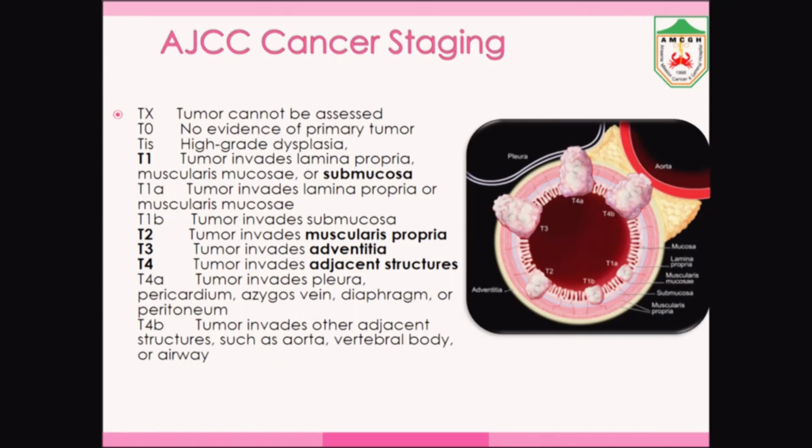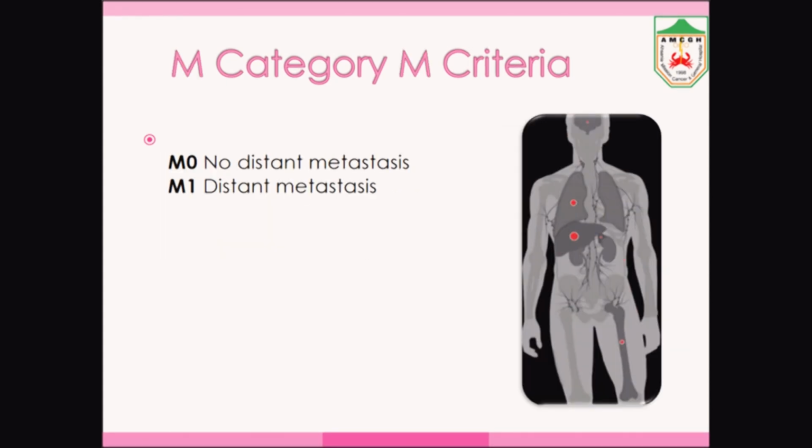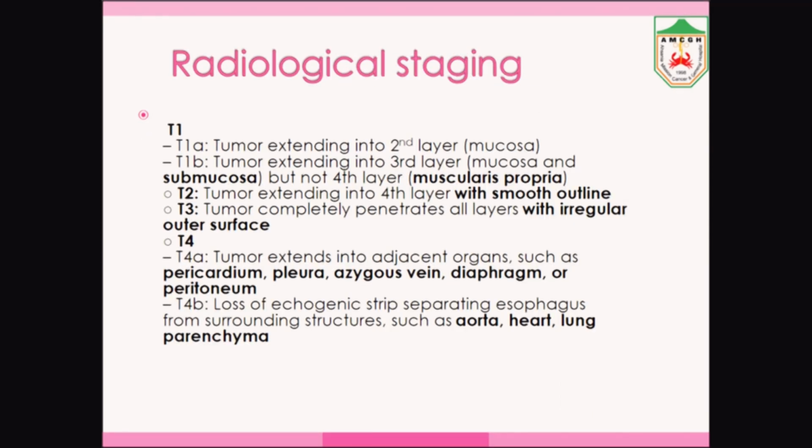AJCC cancer staging: mainly, I will highlight that T1 invades the submucosa, T2 invades the muscularis propria, T3 invades the adventitia. The N category includes N1, 1 to 2 locoregional lymph nodes, N2, 3 to 6 locoregional lymph nodes, and N3, more than 7. M category is M0, no distant metastasis, and M1, distant metastasis.